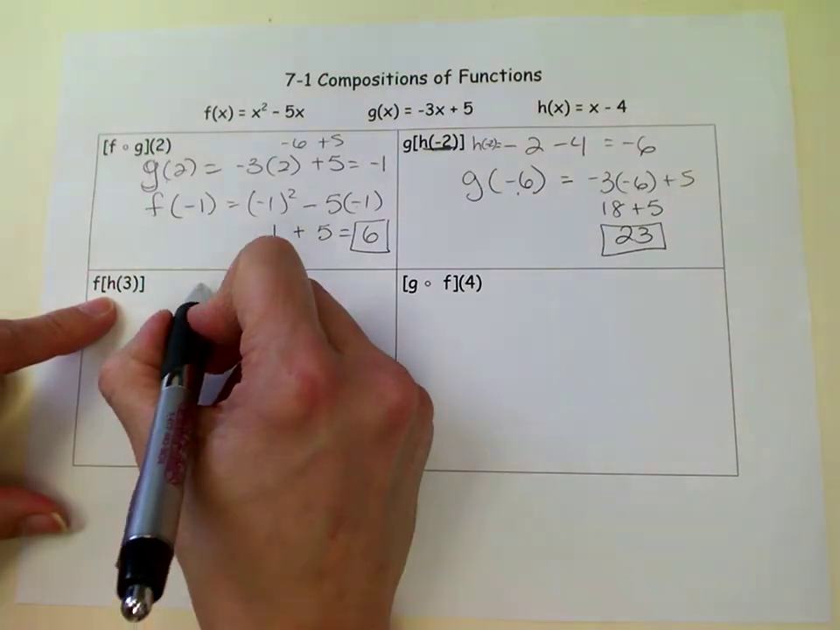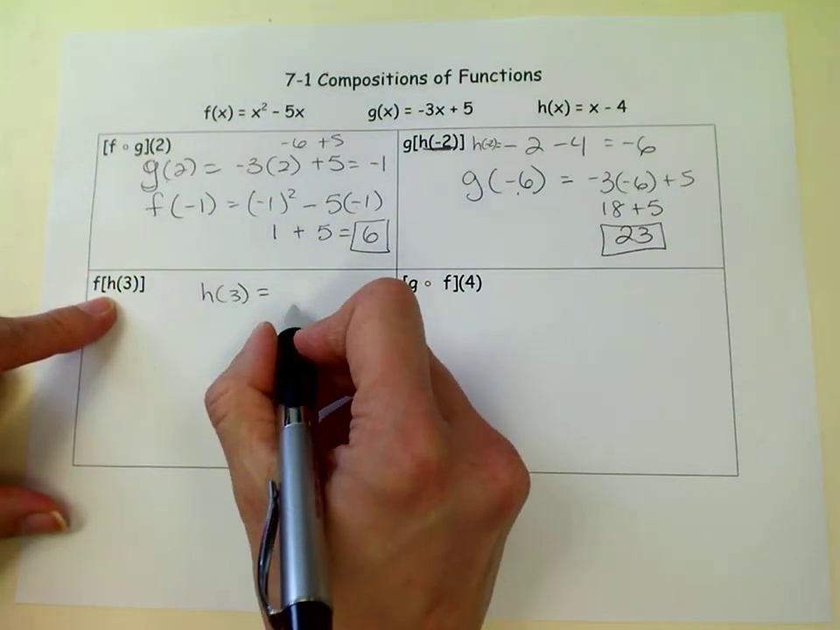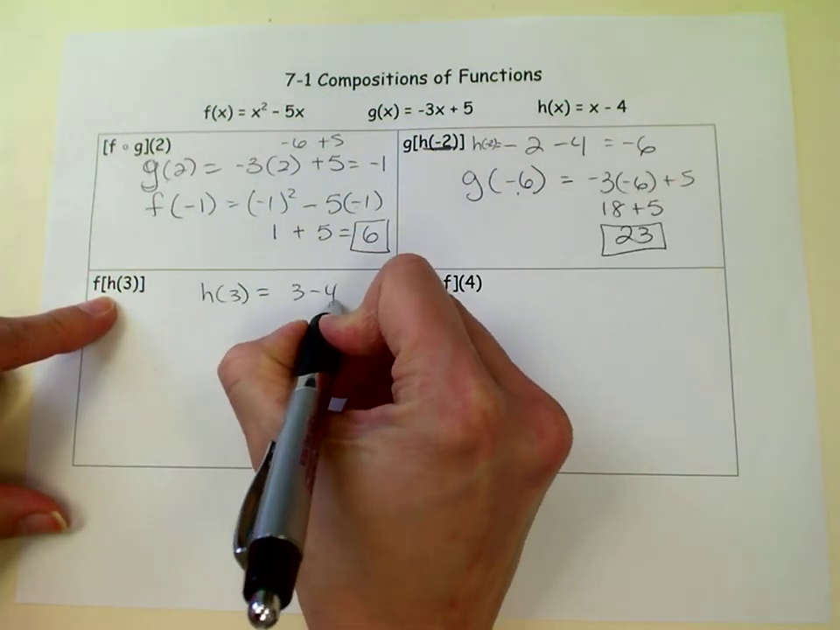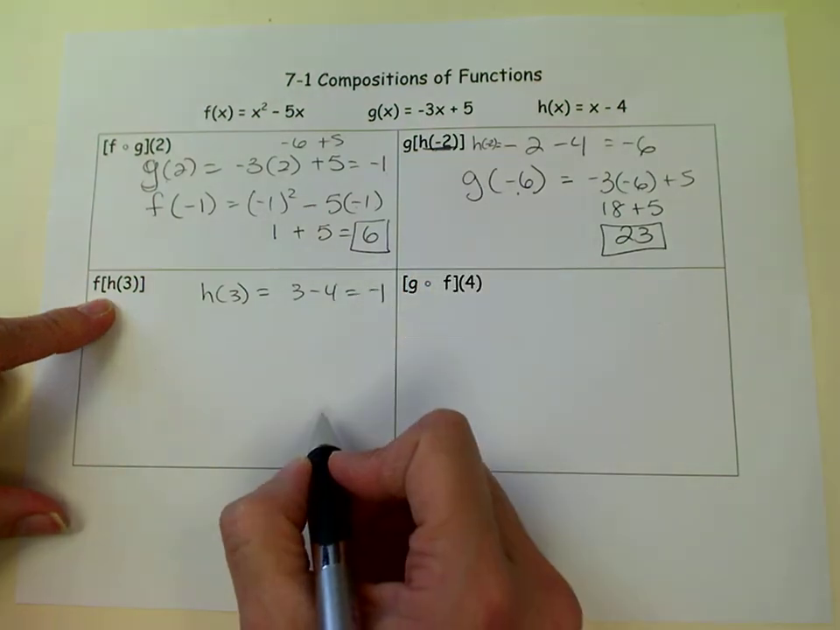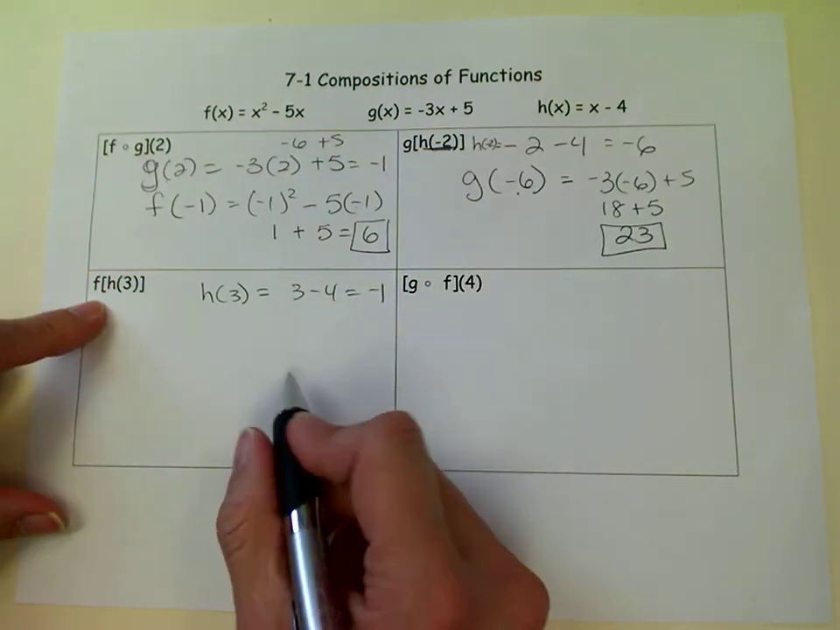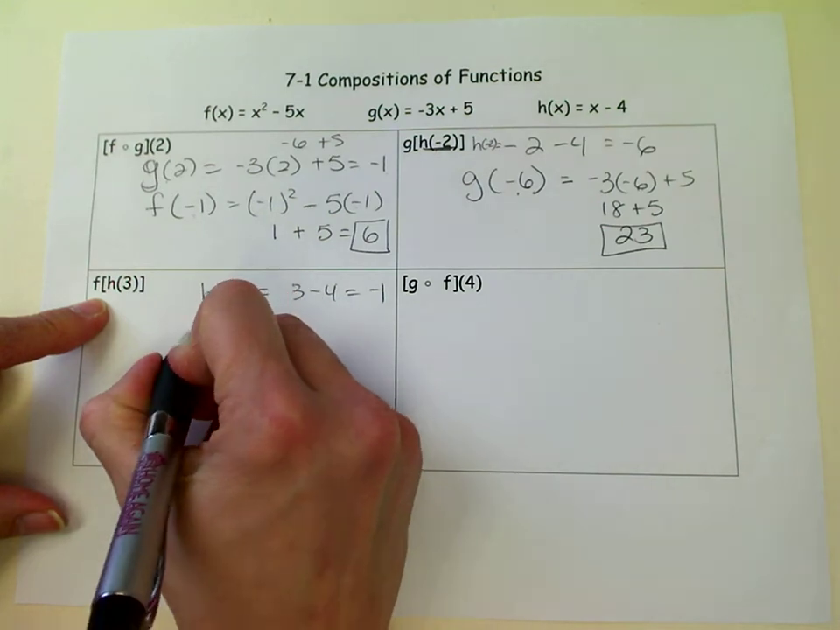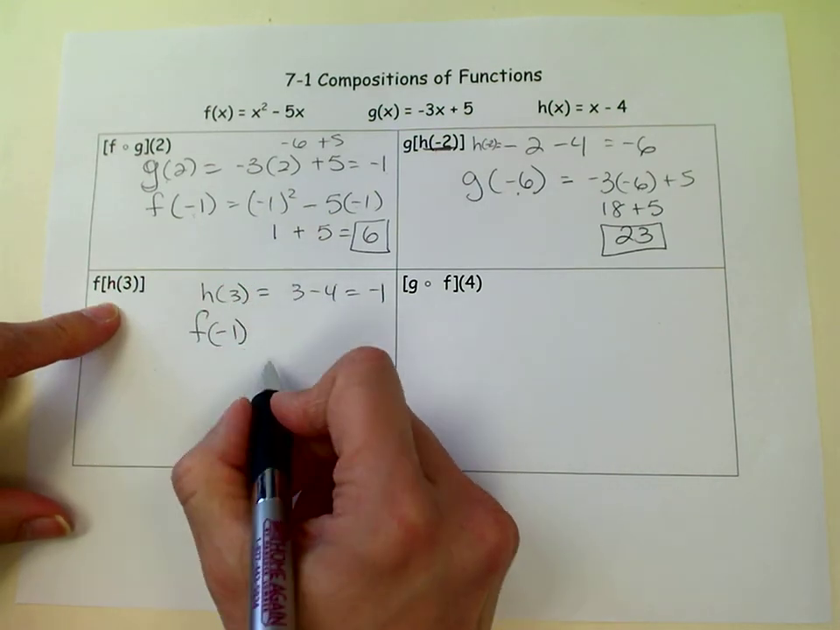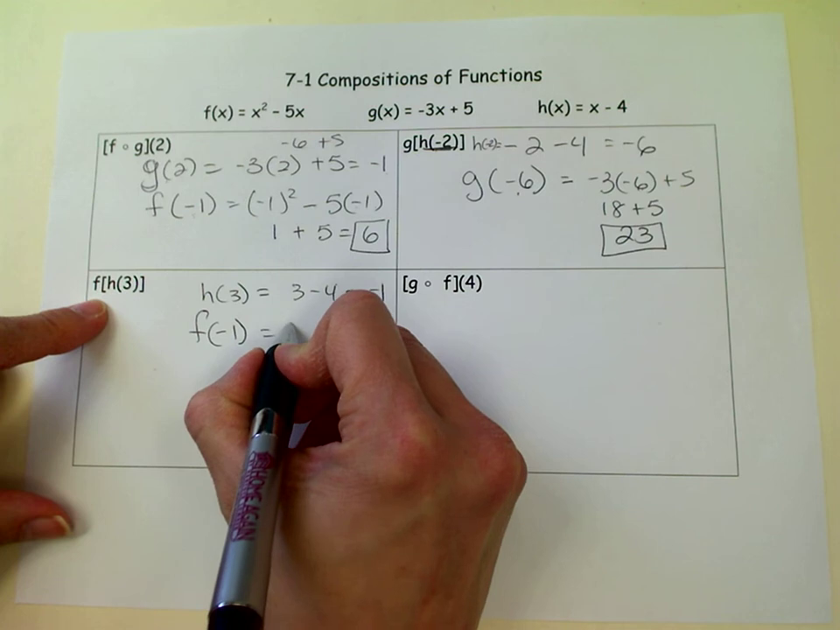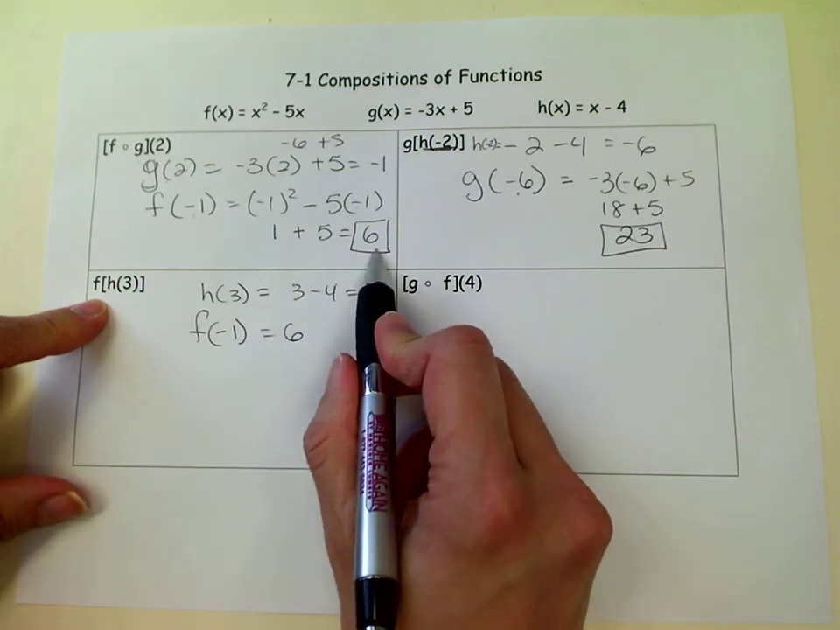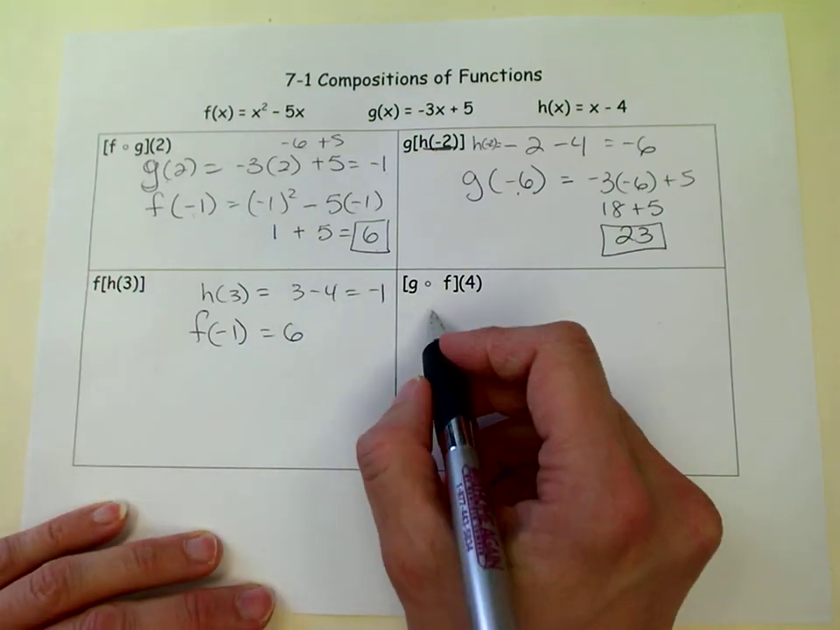And on to this one. First I'm going to find h of 3. So I go to my h function, I put a 3 in, and I get a negative 1. And then I find f of negative 1, which we already found up here. So that's nice when that happens. So f of negative 1, we already know is 6, from up there.